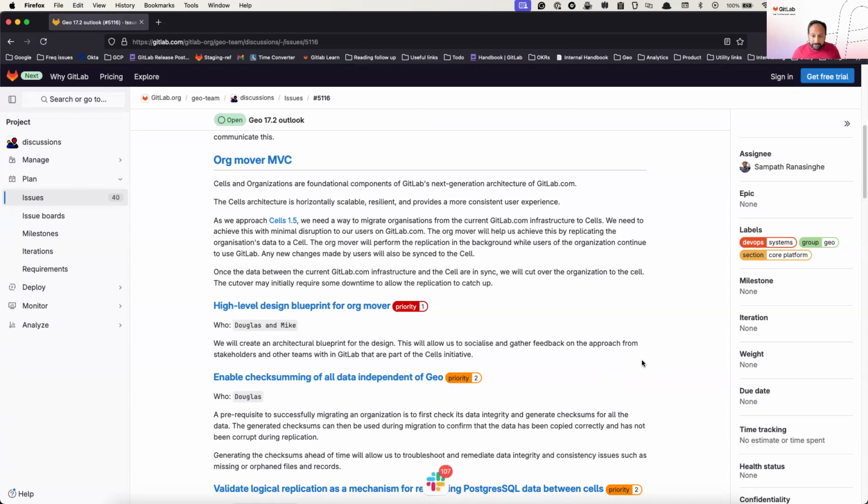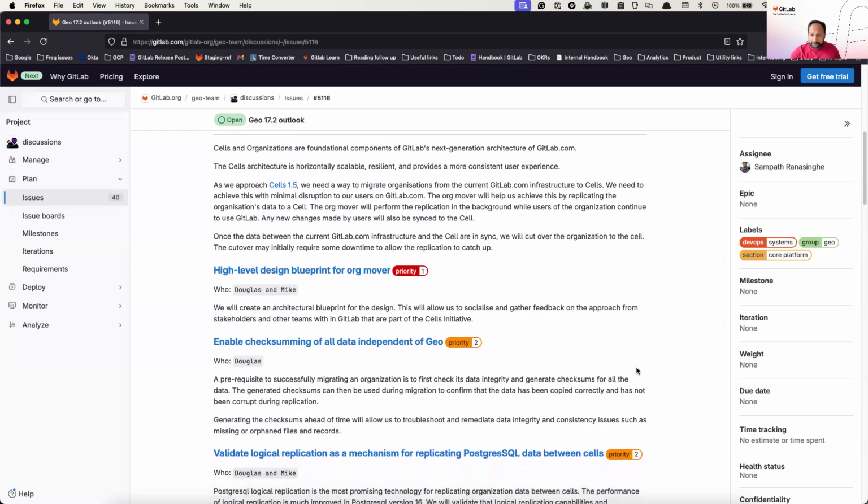We want to minimize the amount of downtime when these migrations happen. Geo does a good job already with this, and that's why this Org Mover is a good fit for the Geo team to tackle. Geo synchronizes data in the background, while still allowing the primary instance to take changes and eventually copying those changes to the secondary site.